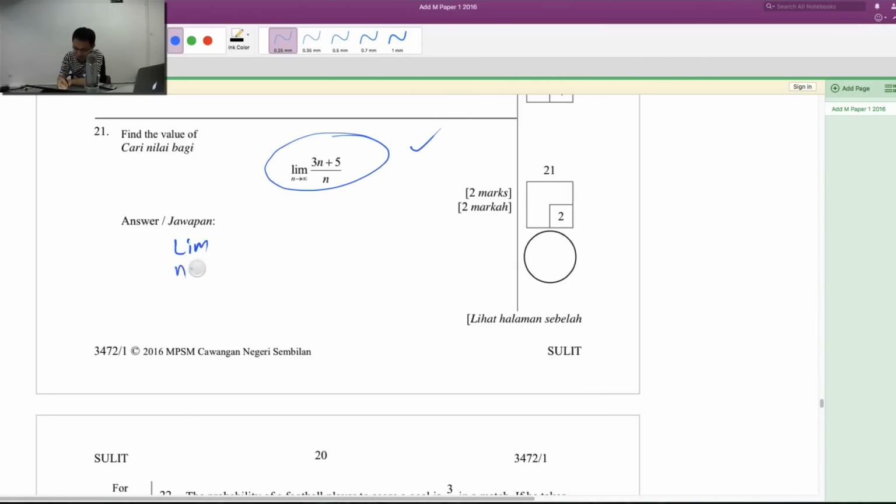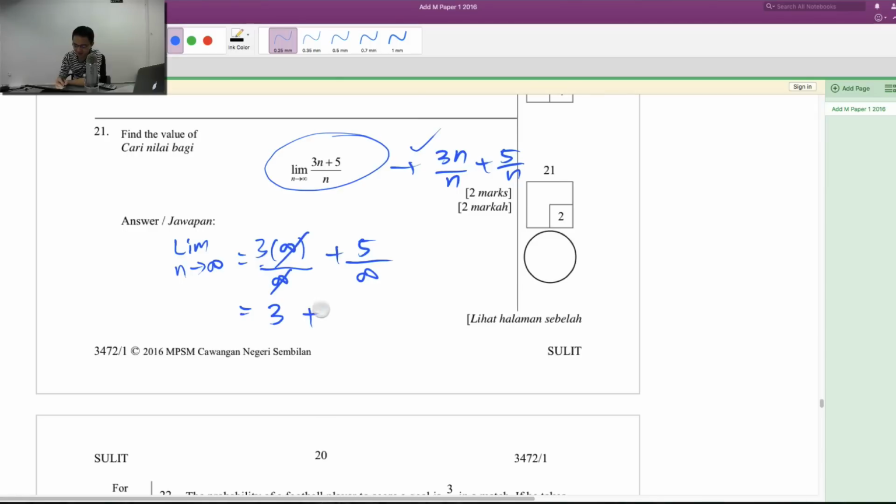Limit n close to infinity. So it's 3 multiply infinity plus 5 over infinity. Let me simplify this one: infinity over infinity plus 5 over infinity. Basically what I do is I separate them, becoming 3n over n plus 5 over n. This one is a lot more based on common sense. The n over n I simplify, I left 3.